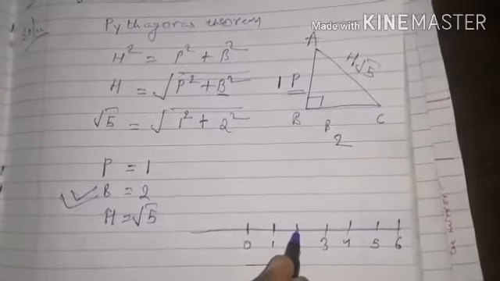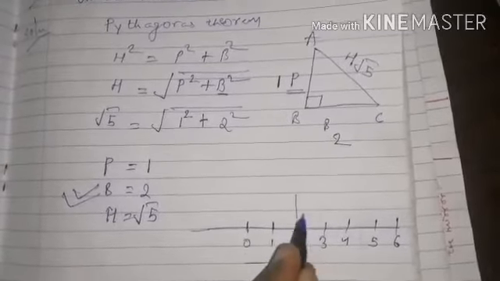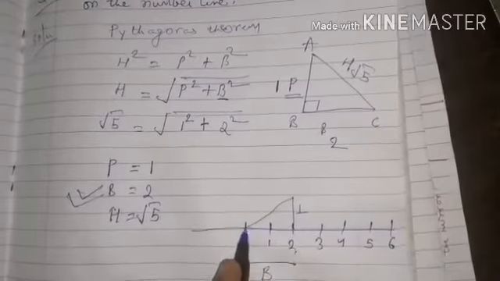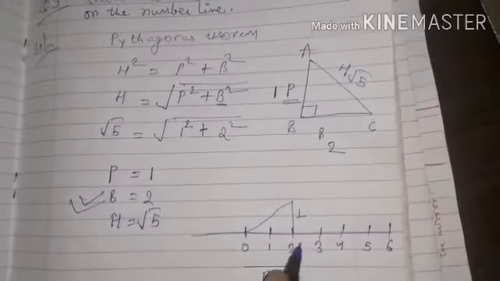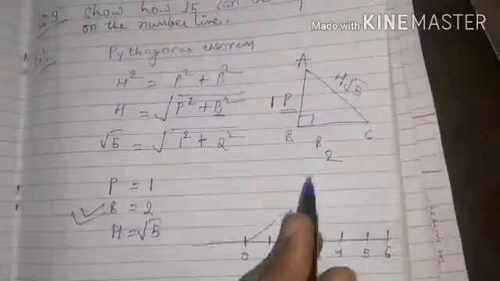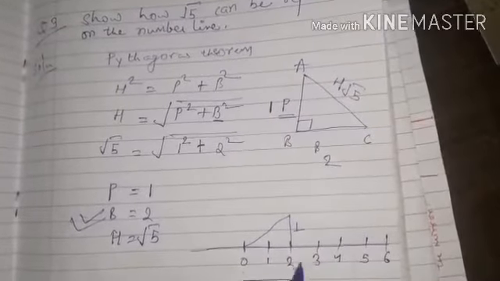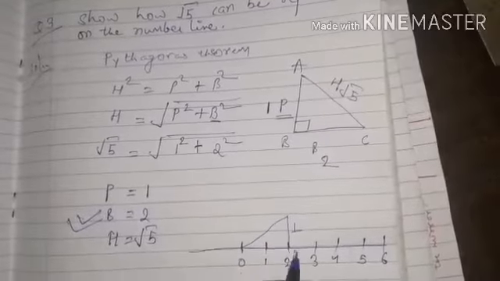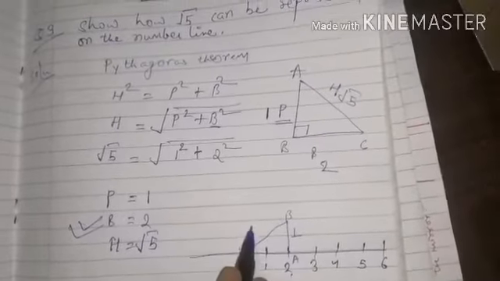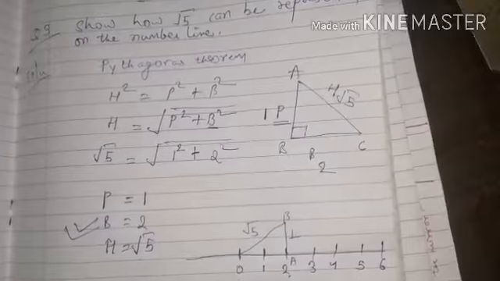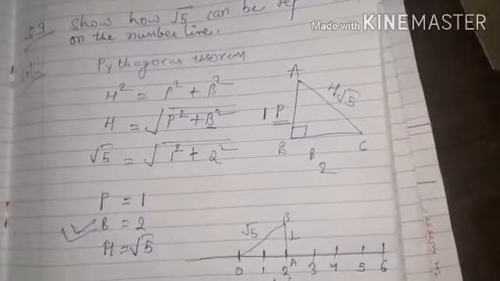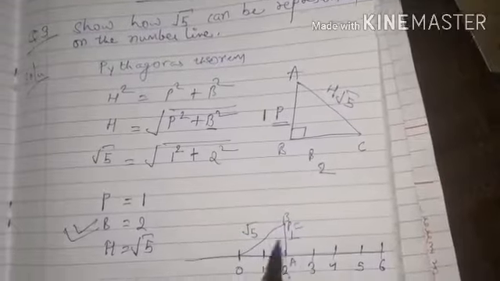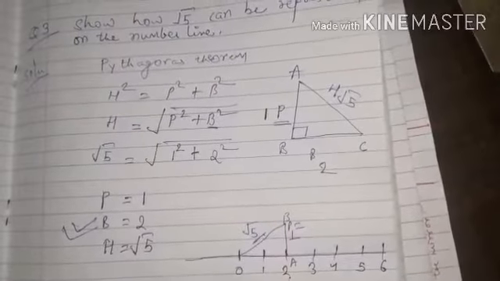perpendicular, as you know that p equals 1, so 1 unit here, our perpendicular is there, and if we join O and this line, we will get triangle OAB. Now OB will be root 5 because base equals 2, perpendicular equals 1, and hypotenuse will be equals to root 5.